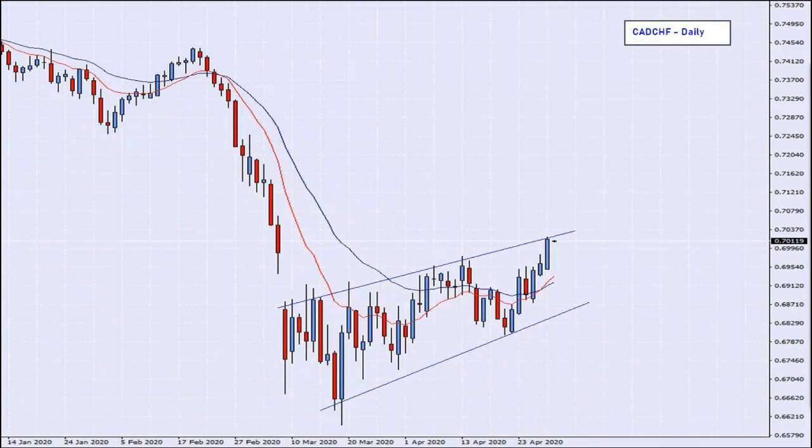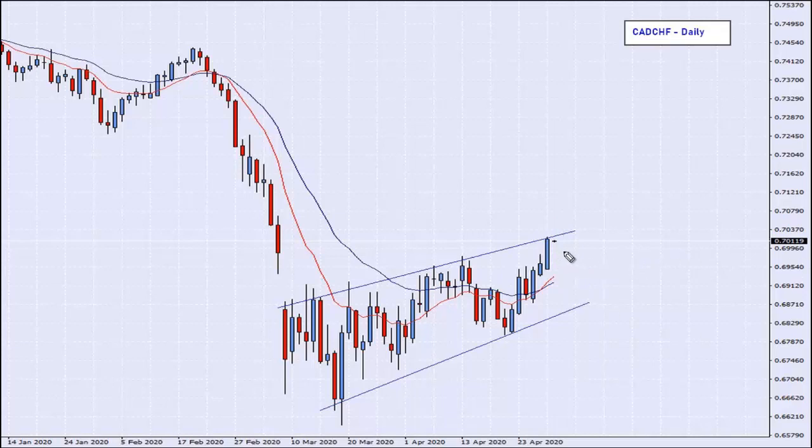This morning I am looking at the CAD Swiss on a daily timescale, and we can see, of course, that we had that big market fall in this direction, but we've settled into a nice rising wedge here, and at the moment we are on the top side of that wedge. So what I'm looking for is a price action reversal to form out of these candles to give me the opportunity to trade back down the wedge.